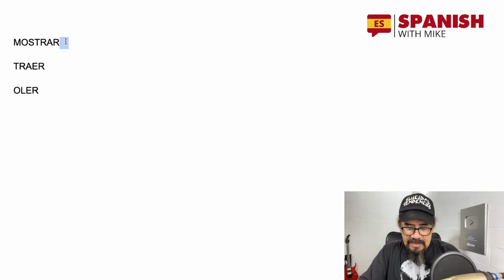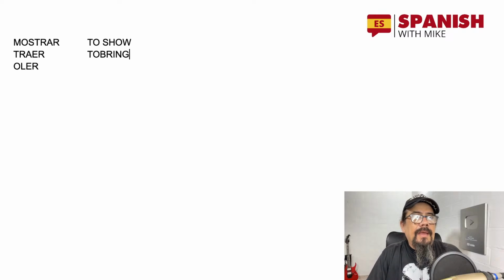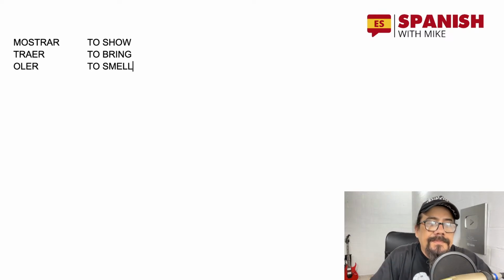Mostrar, which is to show. Traer, which is to bring. And oler, which is to smell. 3 verbs.